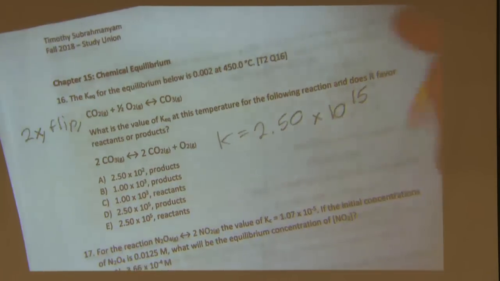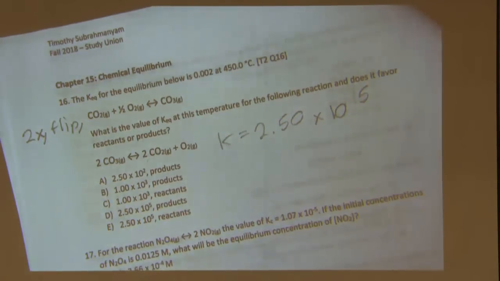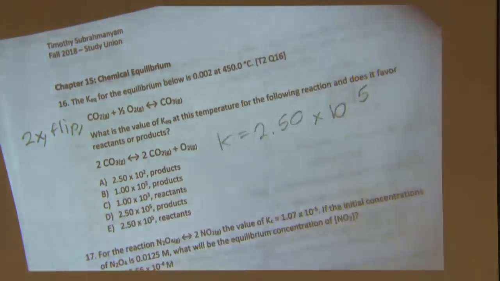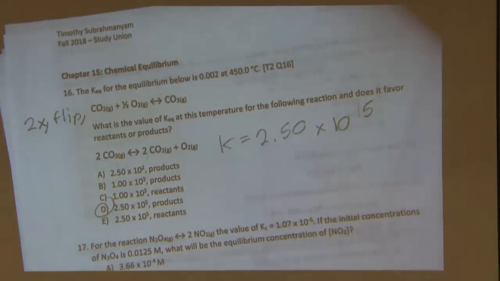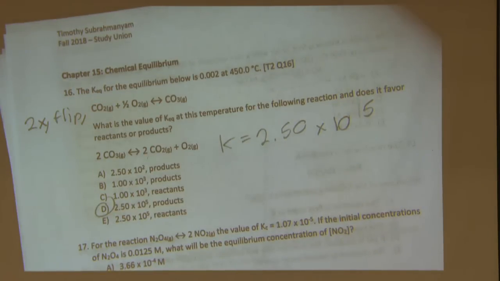Products. And I wrote this wrong. It should be to the power of 5 and not 15. And here it is. Products. Don't worry, guys. I know everybody's sleepy here, okay? I understand. But I'm trying to keep you guys awake so you guys can get everything out of this review session.